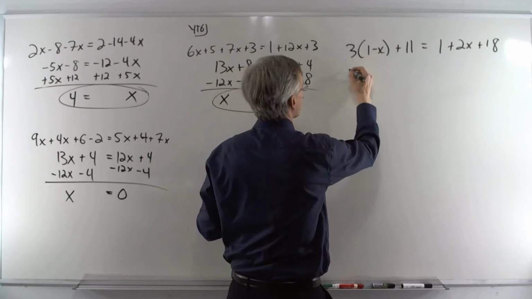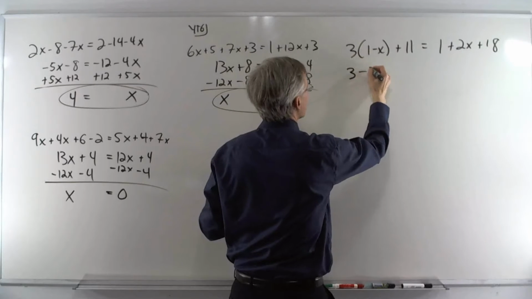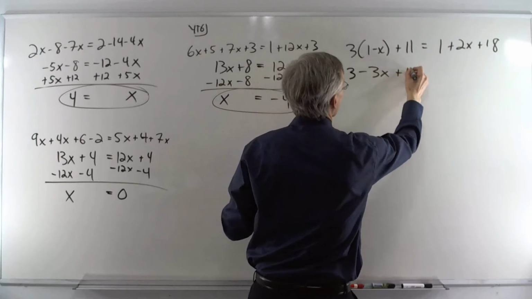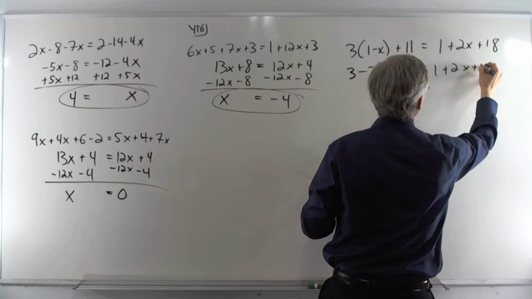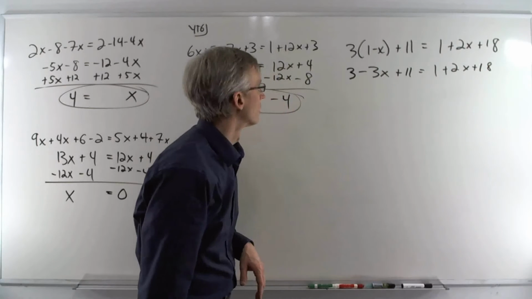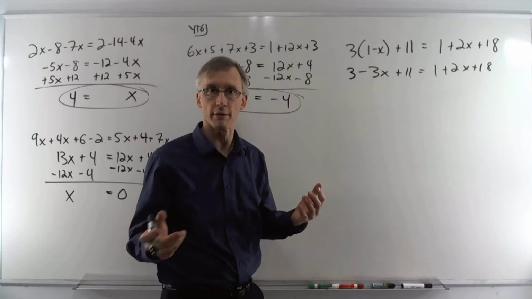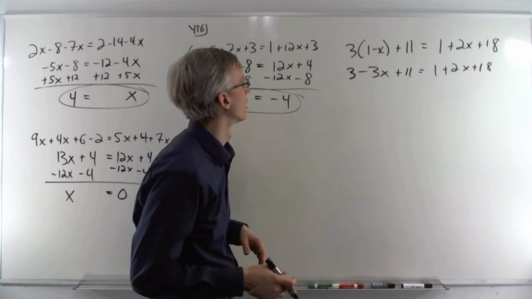So 3 times 1 is 3. 3 times negative x is negative 3x. Plus 11 equals 1 plus 2x plus 18. All right, so now all the terms have been revealed. Now we can start combining like terms.